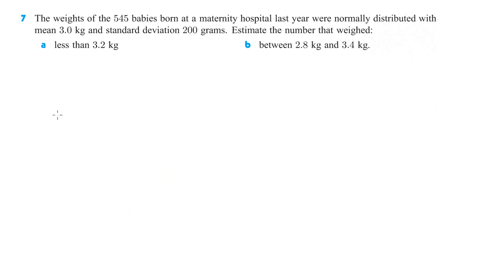Taking a look here at number 7. Weights of 545 babies born at a maternity hospital last year were normally distributed with a mean of 3 kilograms and standard deviation of 200 grams.